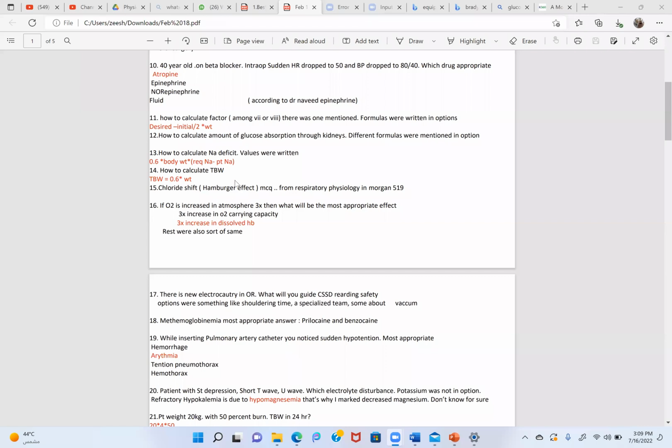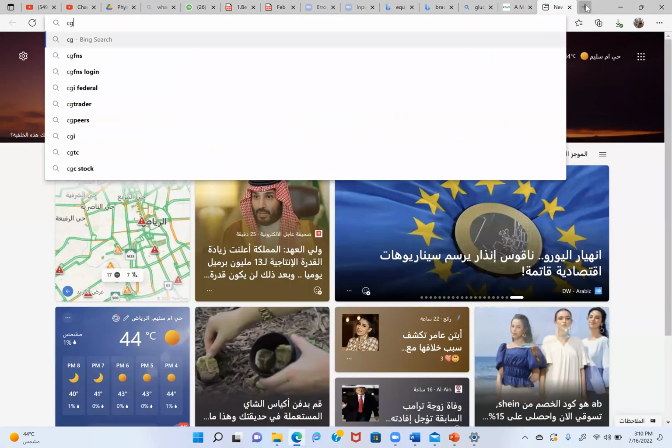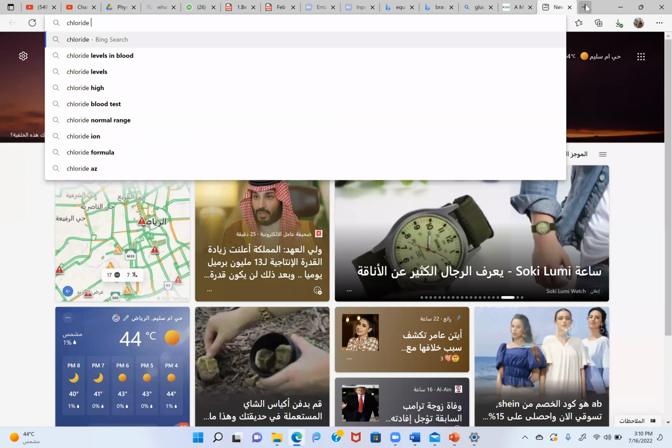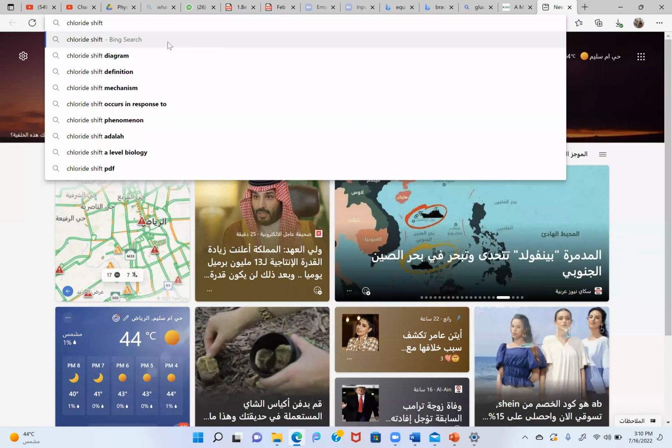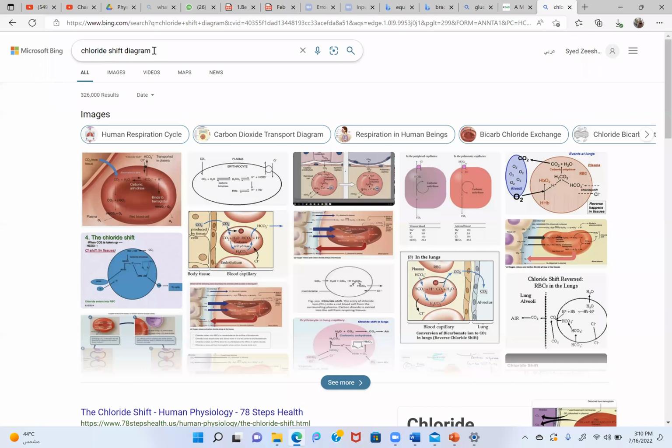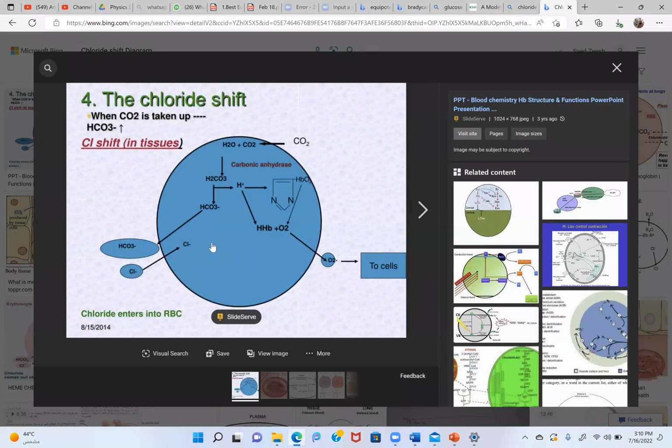Okay. Chloride shift. What is chloride shift? Can anyone explain? Yes. So basically, chloride shift happens during the exchange of carbon dioxide and hemoglobin to maintain the electron neutrality of the RBC. It occurs at the periphery or the lungs? Sir, in lungs. Okay. It occurs in lungs, on the lung side, because CO2 is taken up. To maintain the electron neutrality, chloride comes in.